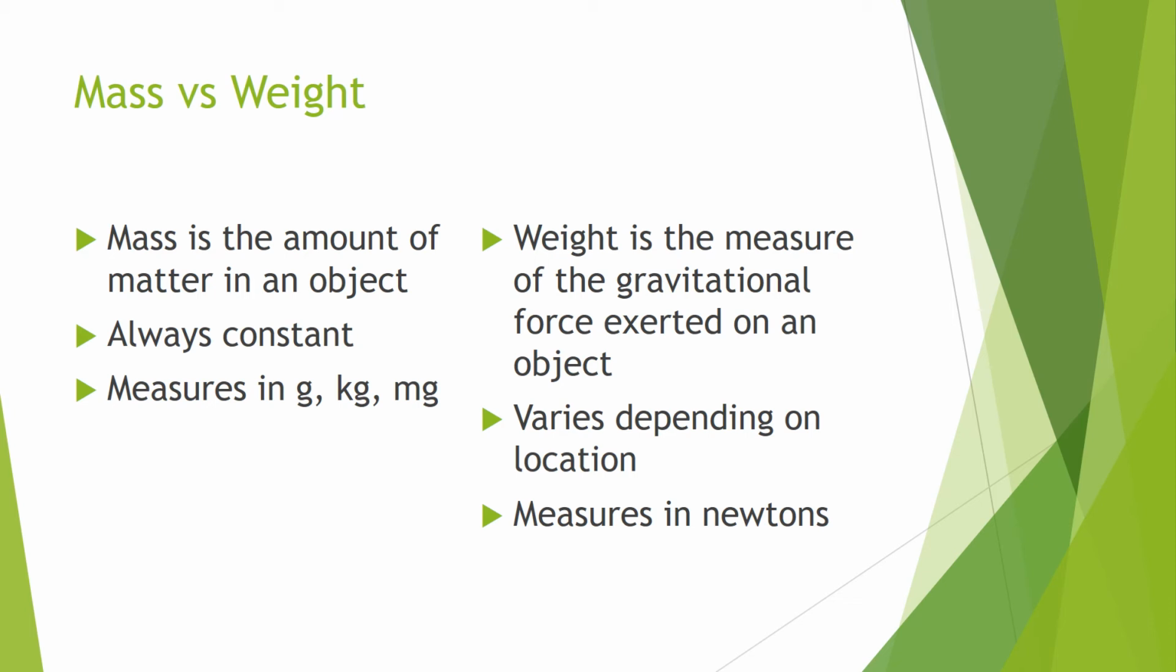Weight is the measure of gravitational force exerted on an object. So how does gravity affect that mass that's there? So this depends on location. It's not going to be the same everywhere you're at. So if you go to the moon, your mass is going to stay the same, but your weight is going to change because there's less gravity on the moon. So it's not pulling down as hard on that mass. So we measure that in something called newtons, and we will really get into mass versus weight next semester, but you do need to make sure you know the difference between them now.